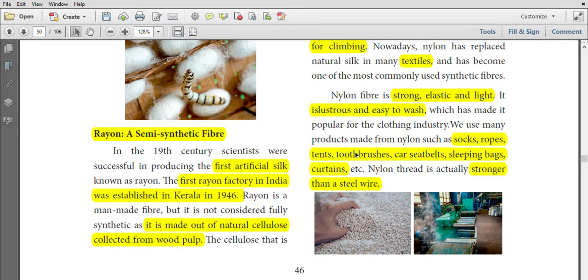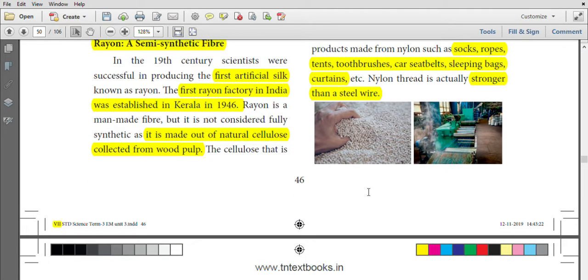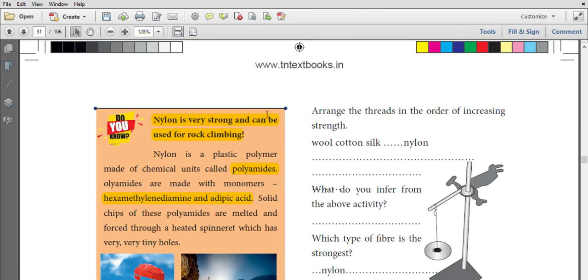Socks, ropes, tents, toothbrushes, car seat belts, sleeping bags, curtains are made of nylon. Nylon is stronger than steel wire. Nylon is very strong, so it is used for rock climbing. It is a polyamide. The monomers of nylon are hexamethylenediamine and adipic acid.